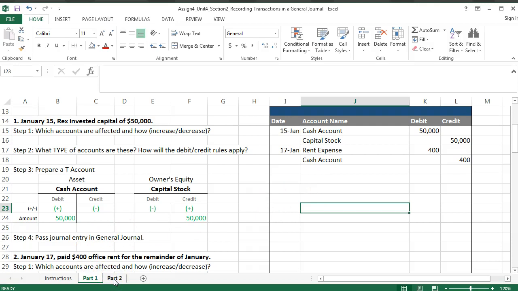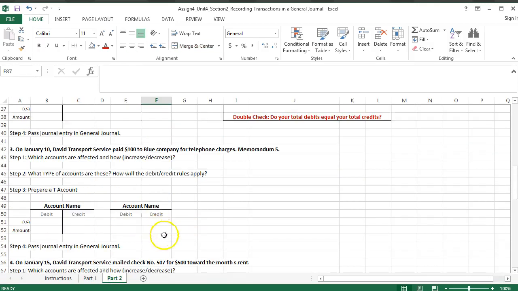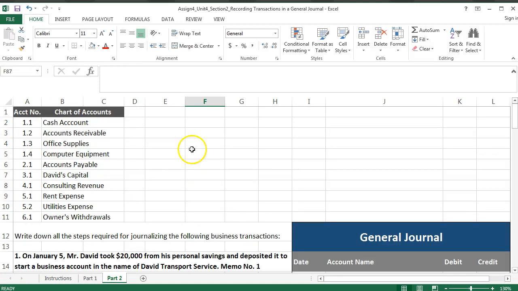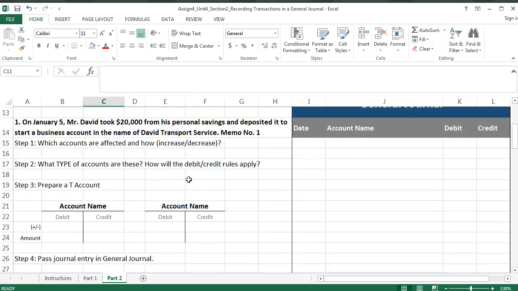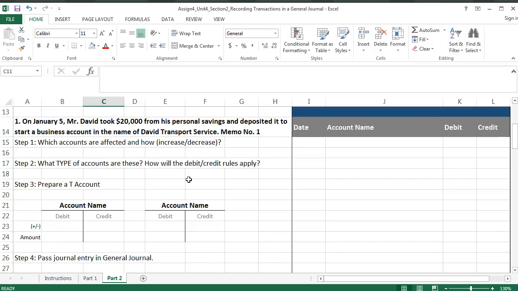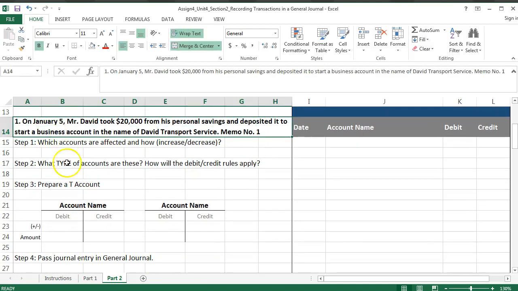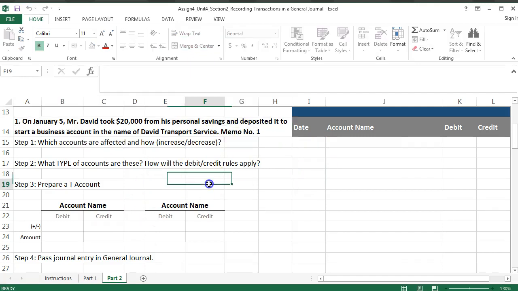In part two, same kind of thing, only we're adding in some revenue and a withdrawals account. Okay, exact same type of thing though. You analyze the transaction, you record the journal entry. Oh, and there is one more step. In part two, they've added in their source document information. So let's look at this first one together.